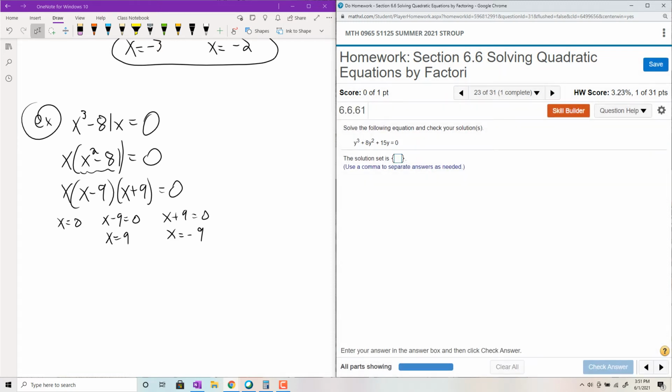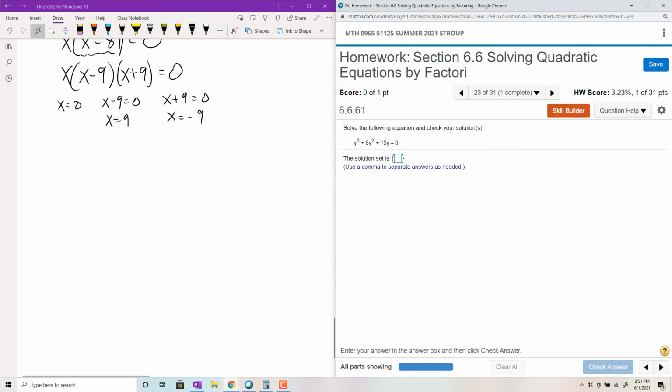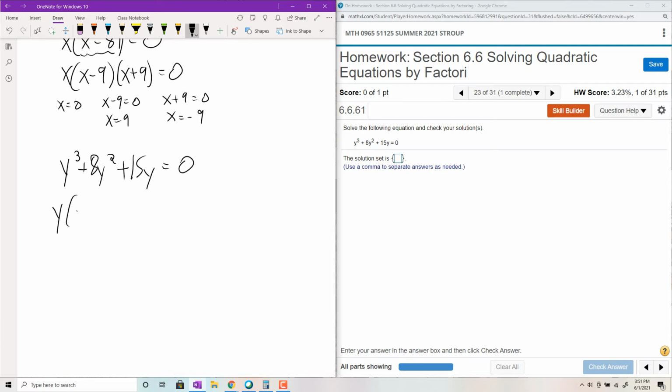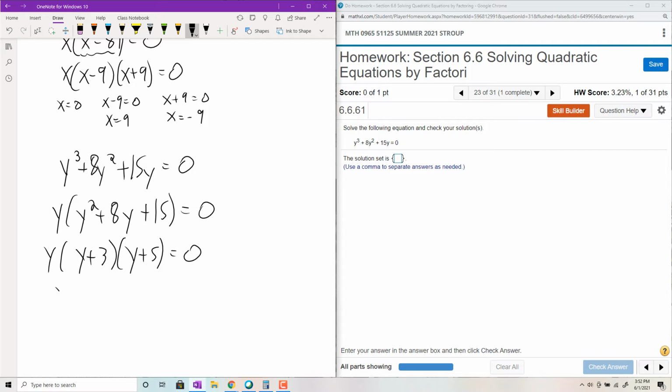Next. Okay, this one looks rather simple. So you gotta factor out a y, right? So y cubed plus 8y squared plus 15y is 0. Factor out a y. You get y squared plus 8y plus 15 equals 0. Factor this then, y plus 3 and y plus 5, right? So y is 0, y plus 3 is 0, so y is -3, or y plus 5 is 0, so y is -5.